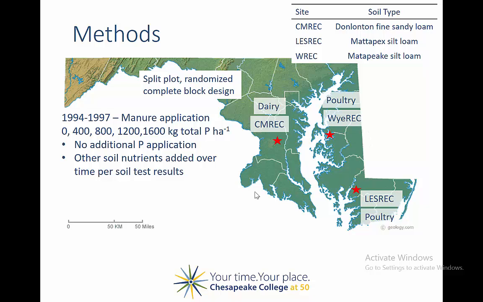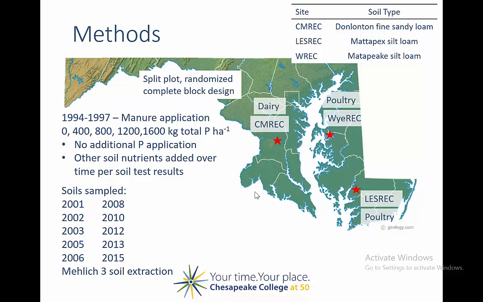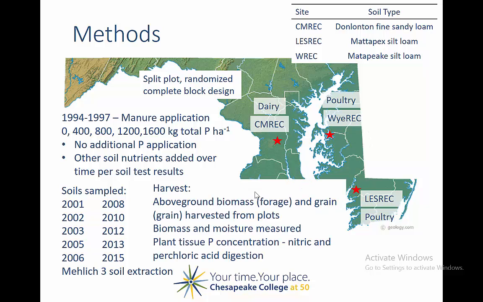So during this P loading phase, we applied all the phosphorus, and then we stopped after that. Now, throughout the duration of the study, we applied other nutrients and lime based on our soil test results, but no more phosphorus got added after that initial P loading phase. These were the years we took this every other year. There were a lot of people that took these samples, so some years they got missed. We did Mehlich 3 extraction. At harvest, we took all the above ground biomass from the forage plots, but we only took the grain from the grain plots. We did biomass and moisture, and we got the plant tissue P concentration, because we're looking at how much phosphorus is being taken up by those plants, okay?